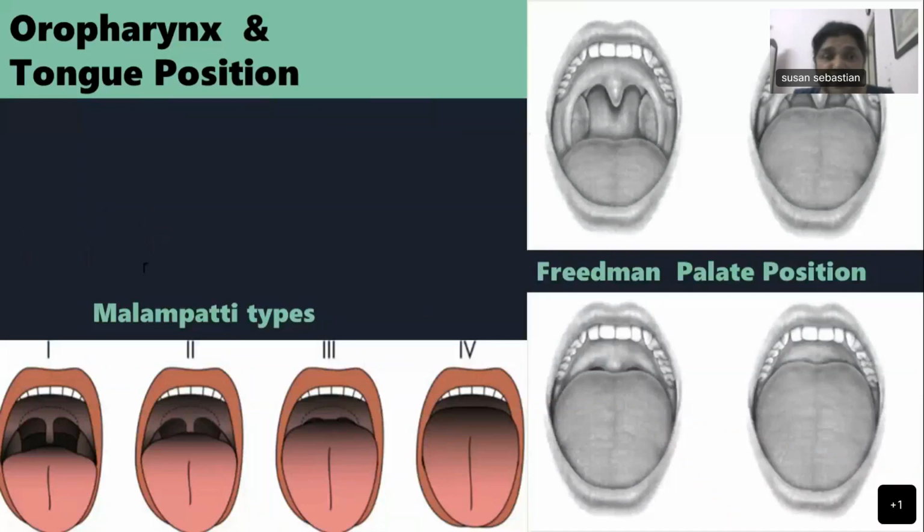Then look at the oropharynx and the tongue position. Tongue position, you all must have heard about the Mallampati types. This is with the tongue put outside, tongue protruded. You can see the whole of the oropharynx, the posterior pharyngeal wall, the tonsils, the soft palate, the whole uvula. But that is grade 1, that is normal.